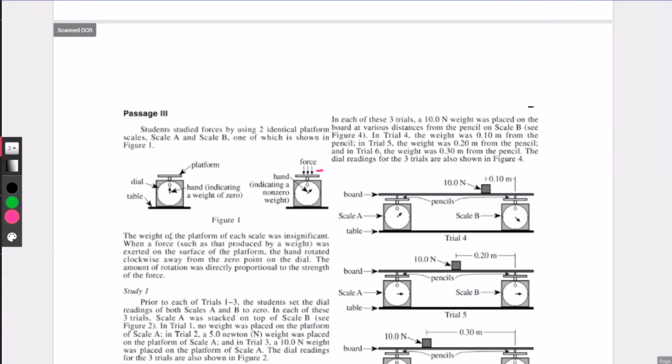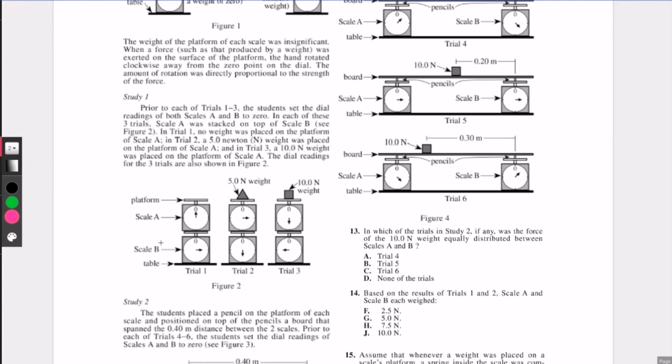The weight of the platform of each scale was insignificant, and when a force, such as that produced by a weight, was exerted on the surface of the platform, the hand rotated clockwise away from the 0 point on the dial. The amount of rotation was directly proportional to the strength of the force. So that means that no matter what, the change is going to be directly related to the amount of weight exerted on the scale. So if we change it by x, the dial might rotate by y. And then if we increase the weight to 2x, so we're doubling it, then we're going to get 2y of the distance of the dial.